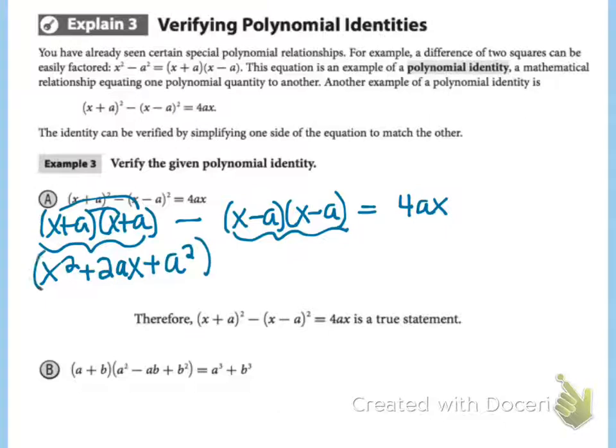So that's our first quantity. Now the second quantity, when we multiply those out, that would be x squared. And then we have outsides and insides are both minus ax, so that would be minus 2ax. And then negative a times negative a is plus a squared.